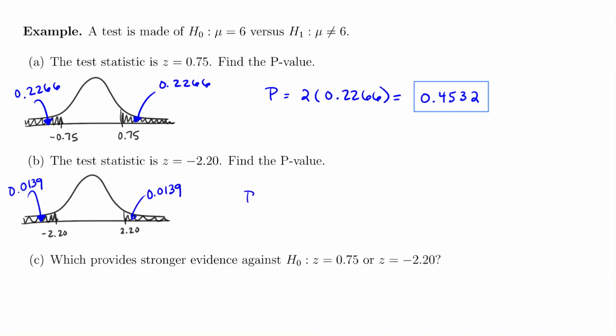So our p-value is just twice the area to the left. Type that in the calculator and we get 0.0278.